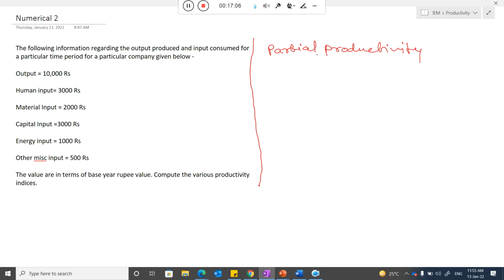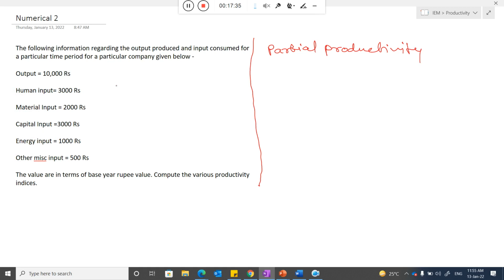Okay, what is the partial productivity? As I just discussed, here you consider the individual indices, and that is the question: compute the various productivity indices. As we discussed, there are labor, capital, material, energy, as mentioned here. These are the various productivity indices. One is the human input, the material input, the capital input, the energy input, and the other miscellaneous input.